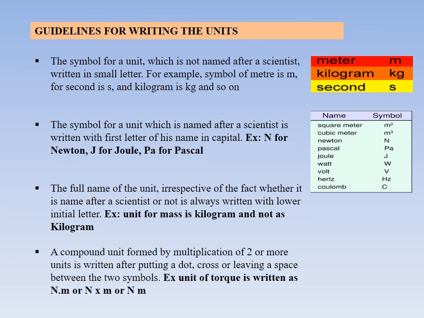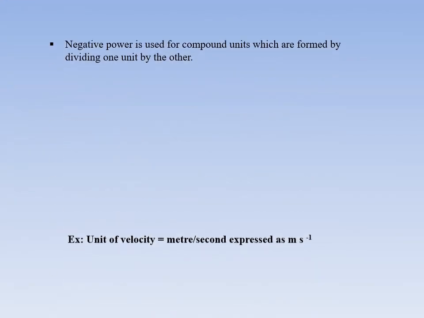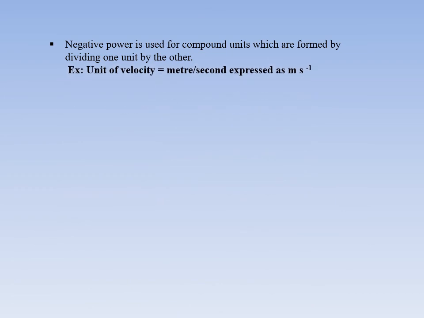A compound unit formed by multiplication of two or more units is written after putting a dot, a cross, or leaving a space between the two symbols. For example, the unit of torque is written as capital N dot m or capital N into m or N m. Negative power is used for compound units, which are formed by dividing one unit by another. A unit in its short form is never written in plural.